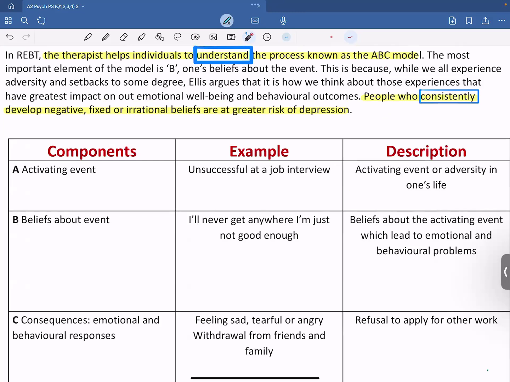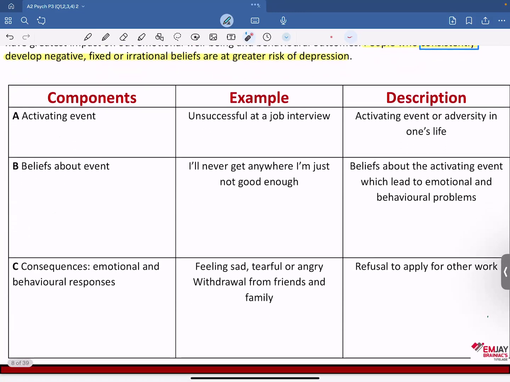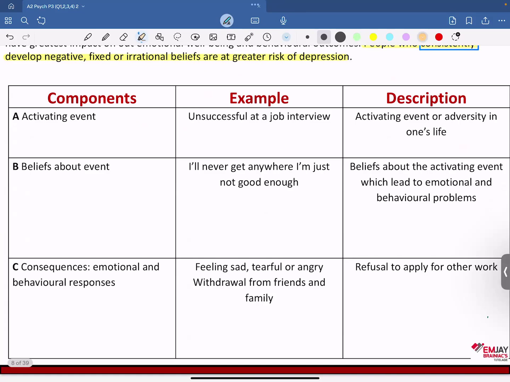People who consistently develop negative, fixed or irrational beliefs are at a greater risk of depression. So if I may give you an example of the ABC model to begin with, and then we'd add the D and E part to this. What does A mean over here? What does B mean over here? And what does C mean over here?